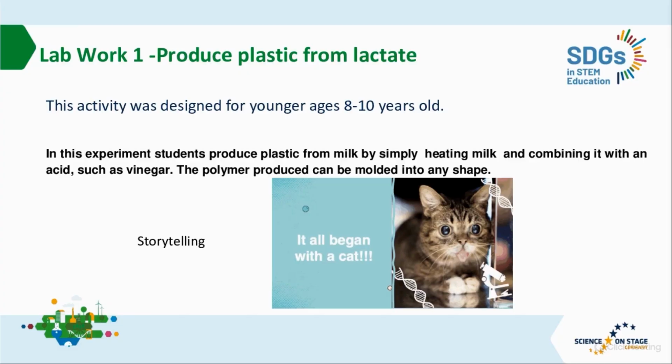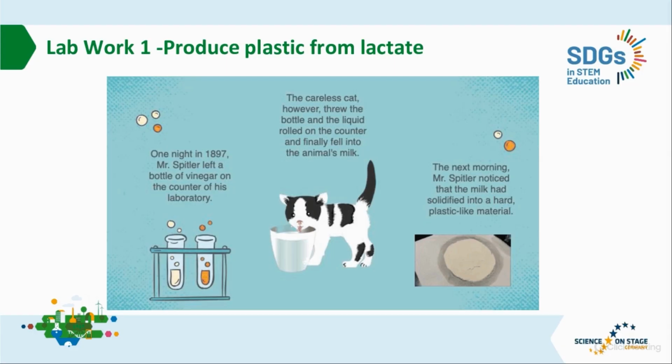So the first activity that is addressed to elementary students had to do with production of plastic from lactate. It is actually a classic experiment where you can produce a kind of plastic from milk. You just have to use hot milk and vinegar, and then strain it, and then you have this bioplastic produced.